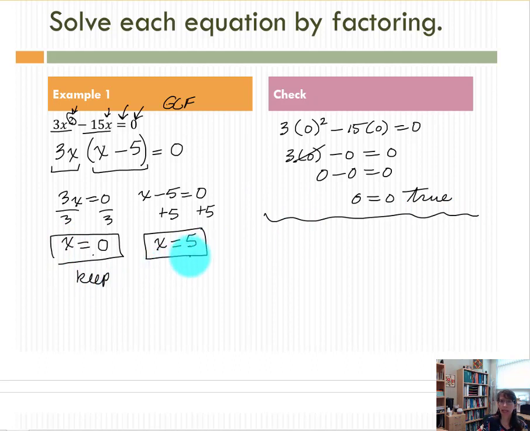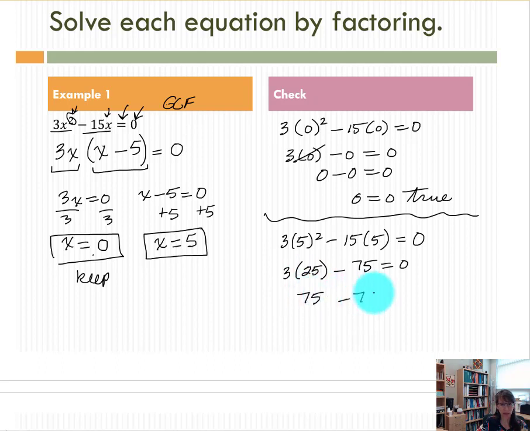For the other check, we're going to let x equal 5. 3 times the quantity of 5 squared minus 15 times 5 is set equal to 0. That means 3 times 25 minus 75 equals 0. 3 times 25 is 75, minus 75 equals 0. So again, we end up with a true statement. That means the solution of x equals 5 is indeed a solution. So both answers are correct.